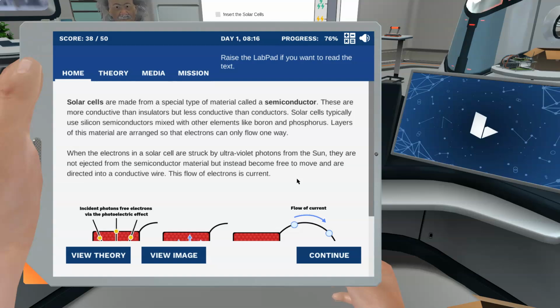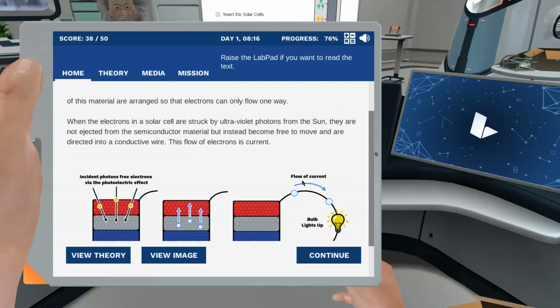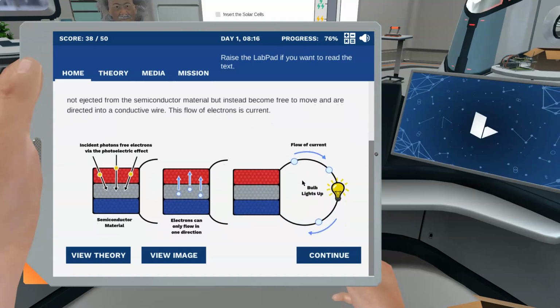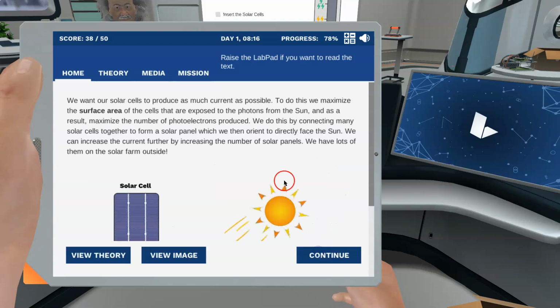When the electrons in a solar cell are struck by ultraviolet photons from the sun, they are not ejected from the semiconductor material but instead become free to move and are directed into a conductive wire. This flow of electrons is current. We want our solar cells to produce as much current as possible.